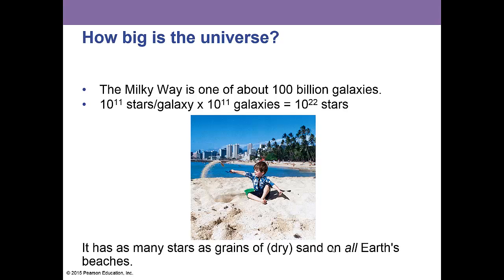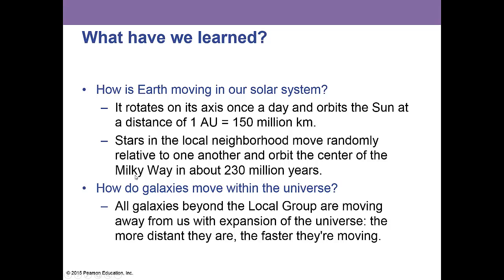So, we've got some numbers here in scientific notation. I'm not going to go over that in case you're not familiar with it. But basically, here's a verbal sum of the universe. It has as many stars as grains of dry sand on all of the Earth's beaches. That's a lot. So what have we learned here?